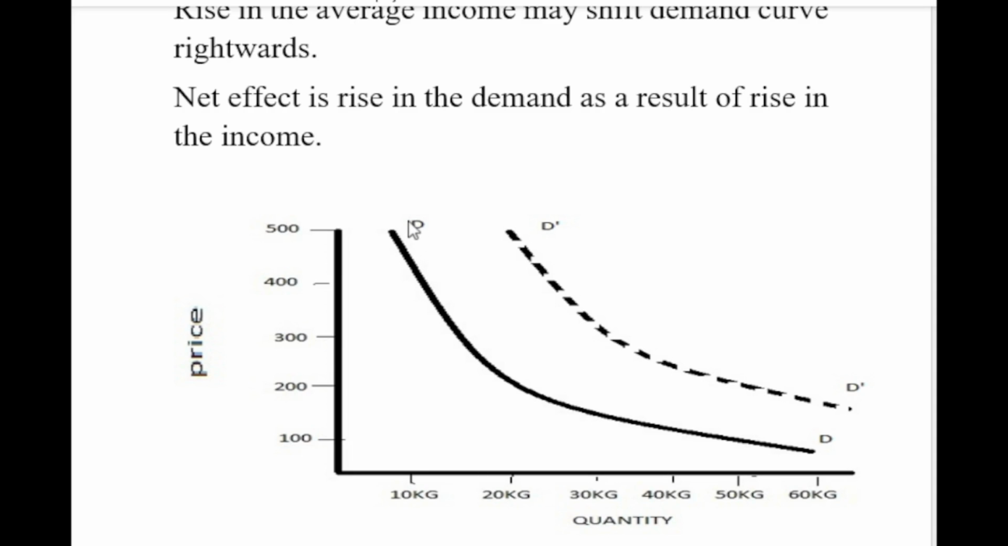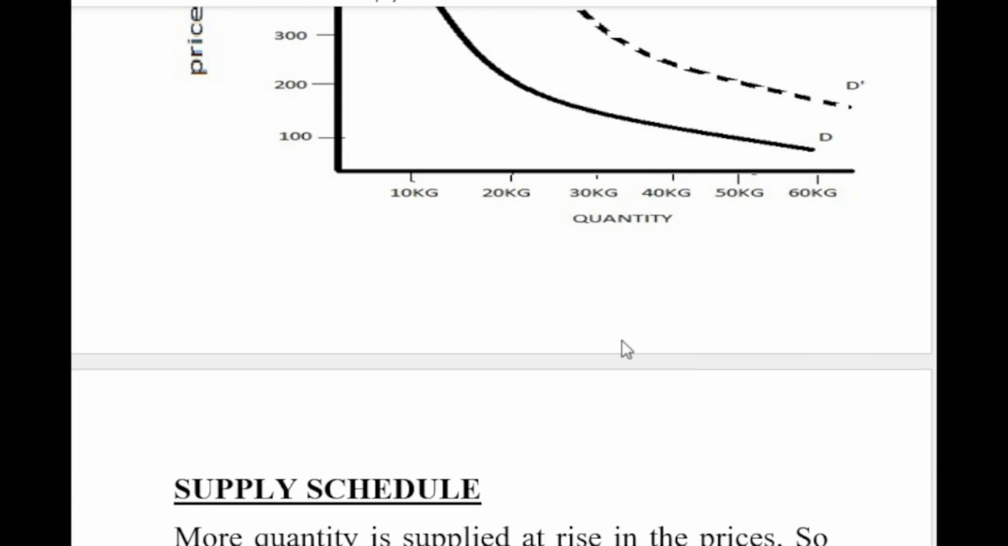So this is our old demand curve, where at the price of 500, only 10 kg quantity was demanded. But due to the shift in the demand, or due to some other economic forces, the quantity demanded at the price of 500 rose from 10 kg to 20 kg. So overall the demand curve shifts from DD to D dash D dash. These are the shifts in the demand.